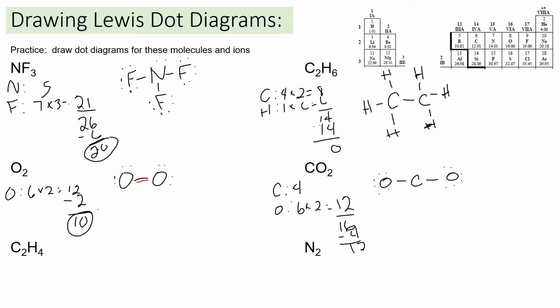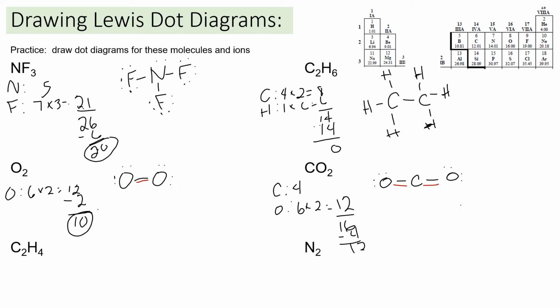And now the oxygens are good. They both have 8 electrons, but the carbon doesn't. The carbon only has 4 electrons. And so, again, we're going to need to make a double bond. So we're going to take these electrons, put them in the middle, take these electrons, put them in the middle. So we'll erase that, and so this time we made 2 double bonds.